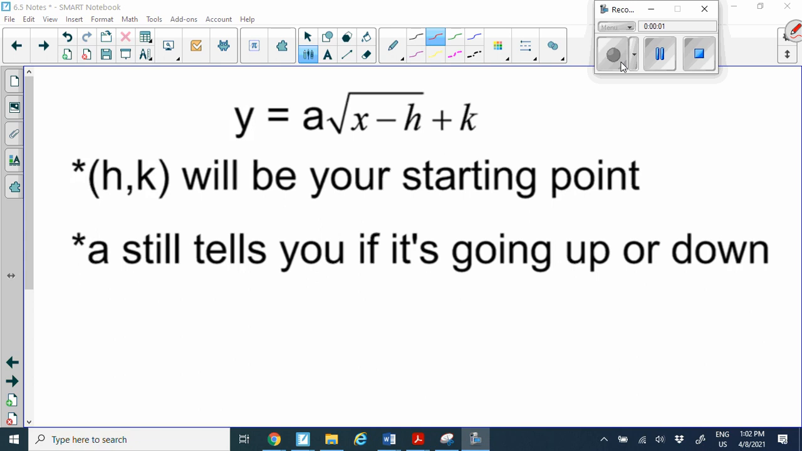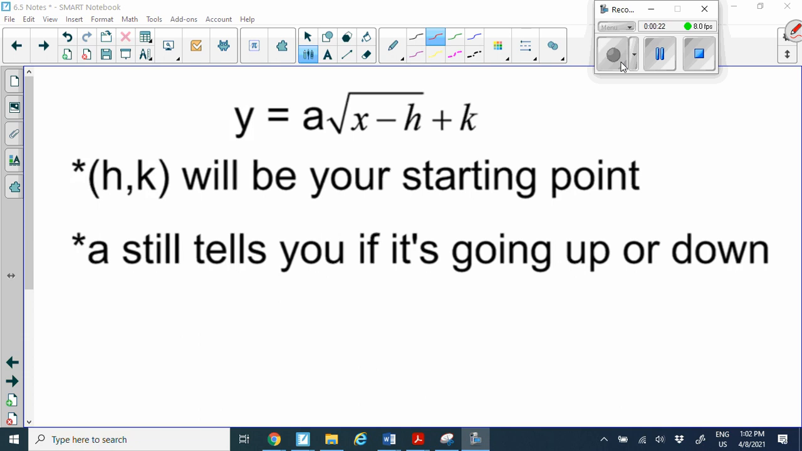Hey guys, so here's part 3 of our 6.5 notes. Now we're going to be talking about our starting points in our h and k, which deals with translations, and continue to talk about our a value. Okay, so we have the general form of a square root. It's going to be y equals a times the square root of x minus h plus k.